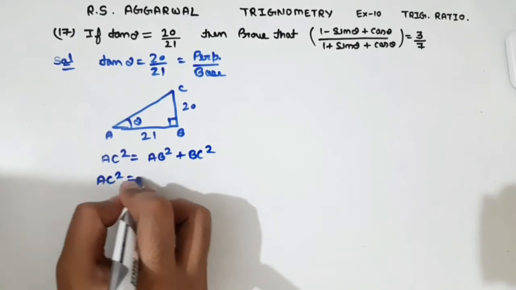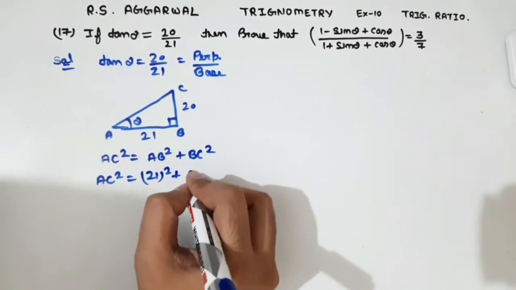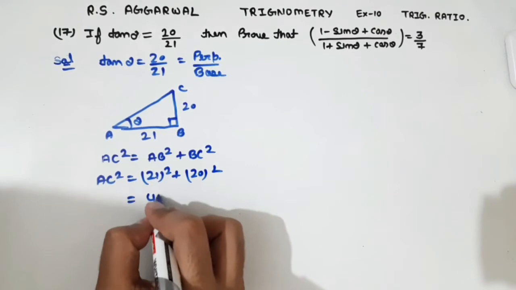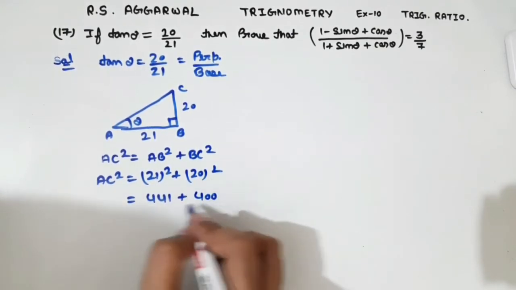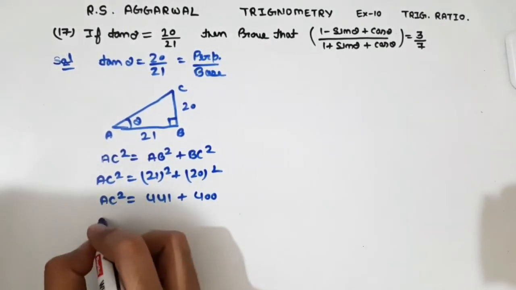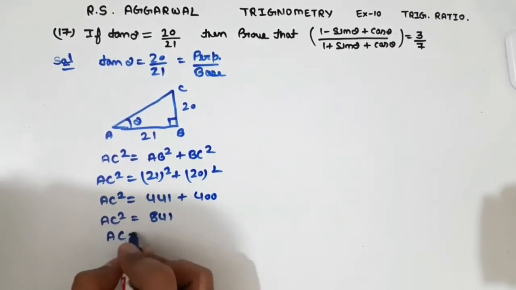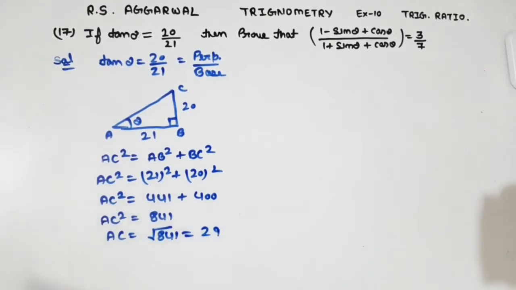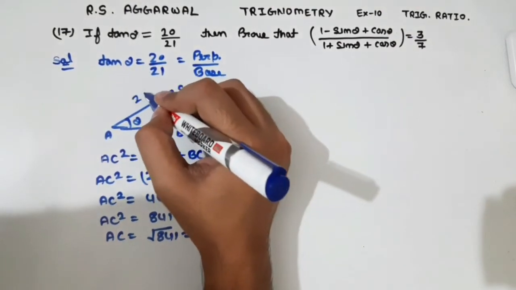So AC square will be AB is 21, that is 21 square, plus BC is 20, that is 20 square. So we know 21 square will be 441 plus 20 square will be 400. So from here AC square will be 841. So AC will be under root 841, that is equals to 29. So our hypotenuse will be 29.